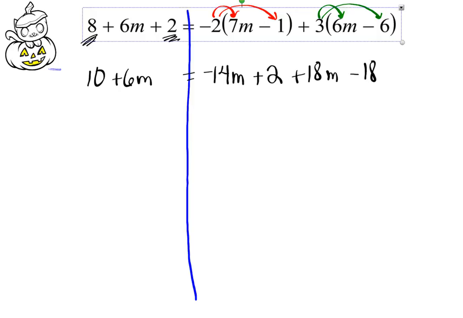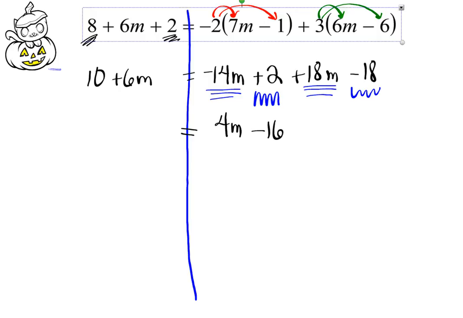Now, I still need to deal with the side that I have some stuff to collect. And that's my right-hand side. I don't have my right-hand side down to as simplistic as possible. So I'm going to collect like terms. I have negative 14m and positive 18m, which gives me 4m. And I have plus 2 minus 18, which is going to give me negative 16.